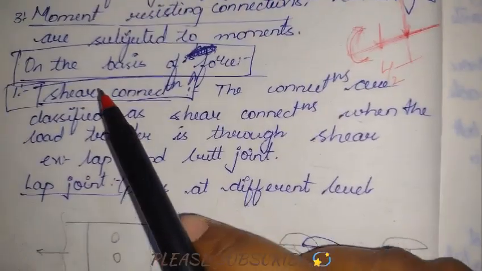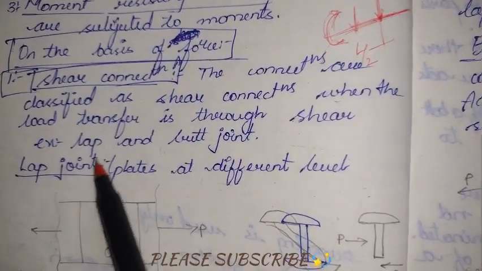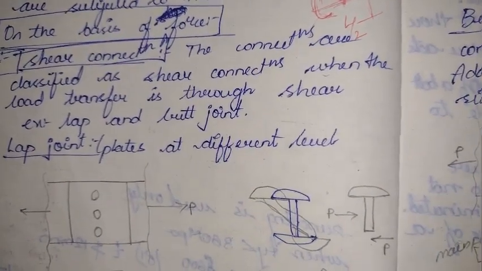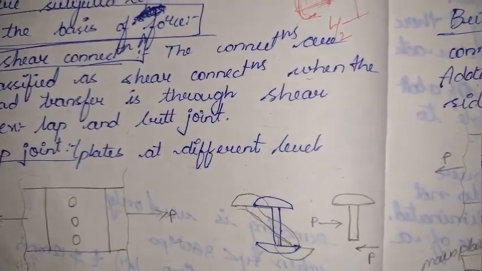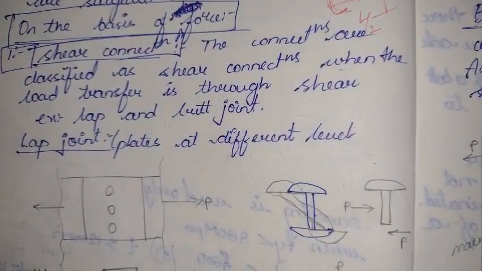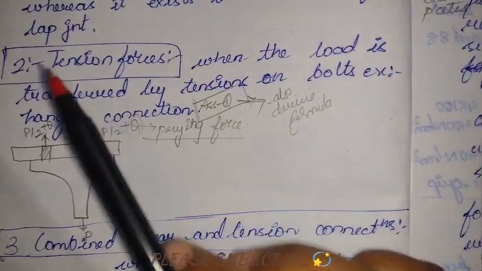So on the basis of the force, the first one is the shear connection. The examples are the lap and butt joint, which we have discussed now. Just for you to understand what a lap joint and a butt joint are, I have provided this information. So let us go to the next one. The first one is shear, and the next one is tension force.